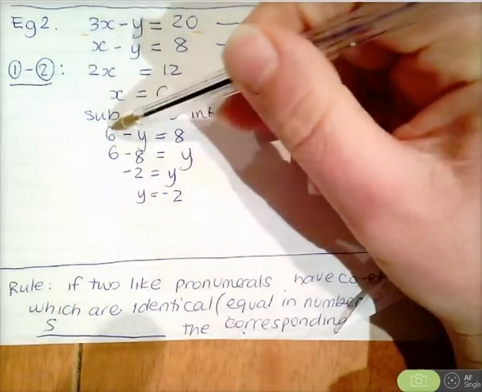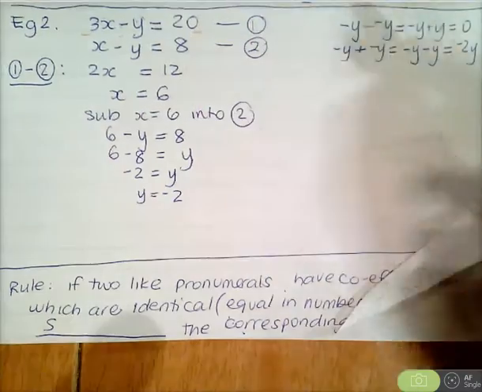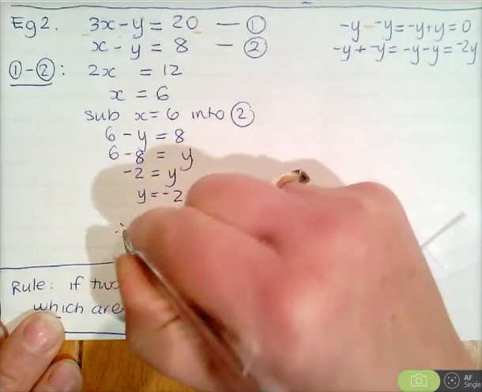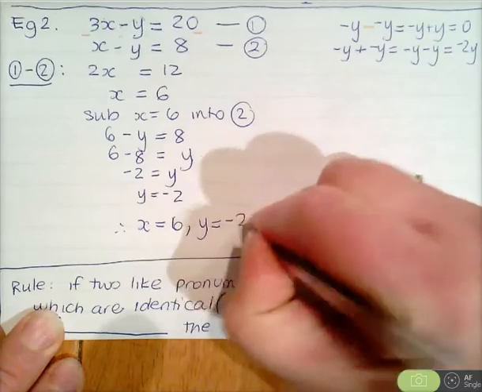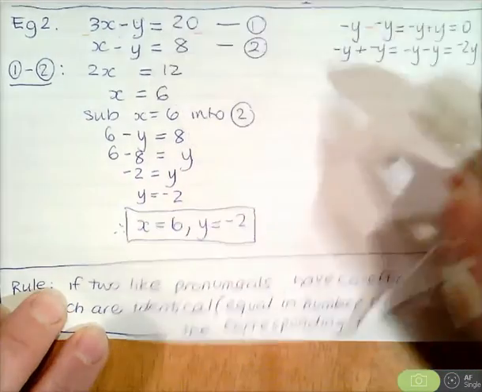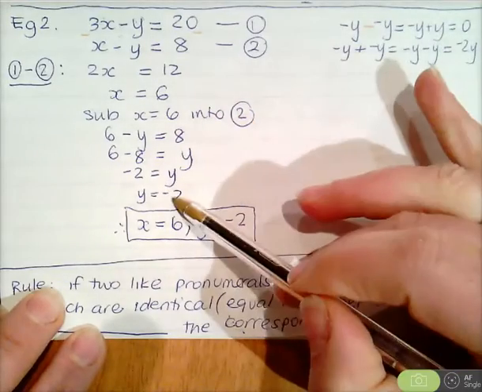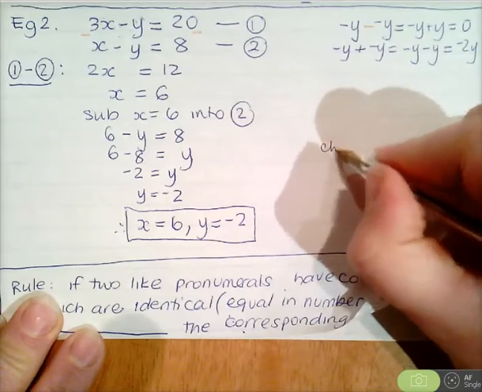Now, if you just see 6 minus negative 2 means 6 plus 2 is 8, so that works. So therefore, our solution to this simultaneous equation is x is 6, y is negative 2. Now, of course, you can check that in equation 1. We've just substituted into equation 2, so we're pretty sure it's right there. So let's just check it.